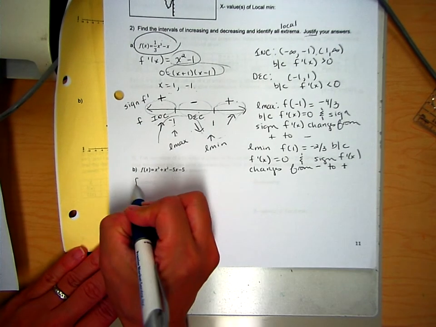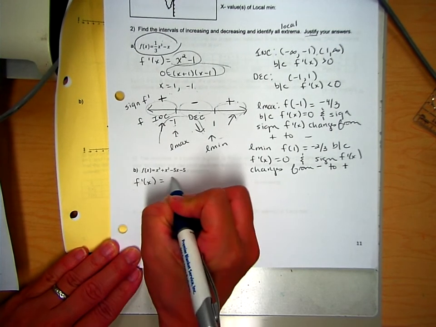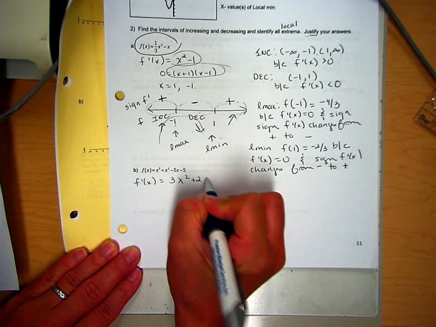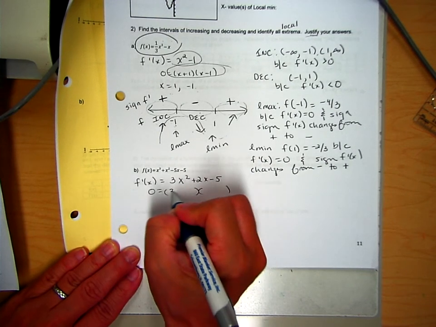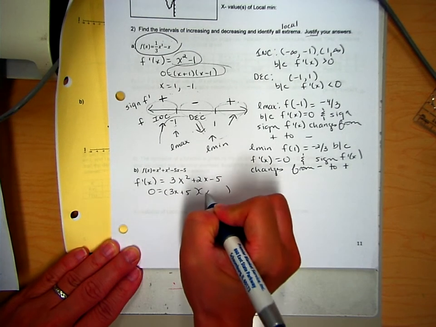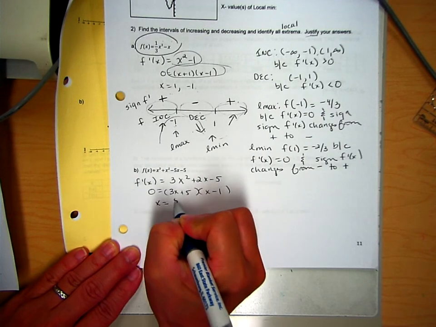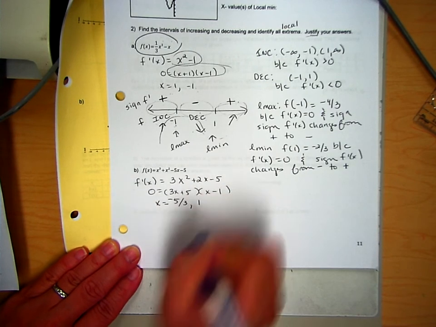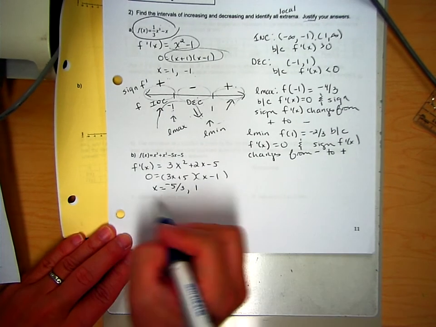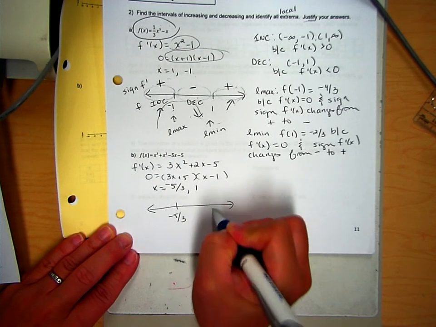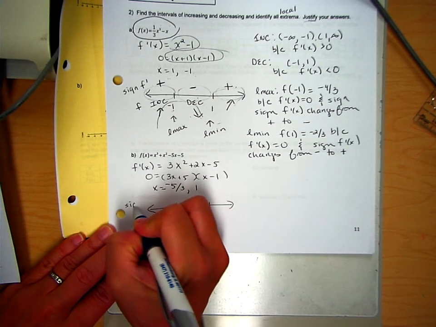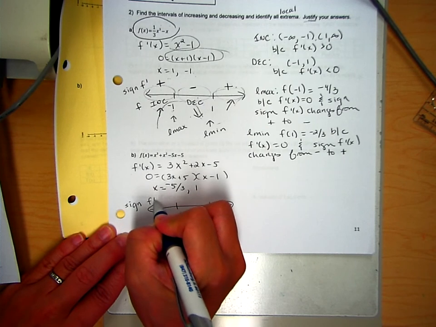Okay, so let's do the same thing for this one. So f prime of x is 3x squared plus 2x minus 5. We need to find our critical numbers. This actually factors nicely, 3x plus 5, x minus 1. So x equals negative 5/3 and positive 1 are my critical numbers. I'm going to set up my number line. I need to use negative 5/3 and 1. Label your sign chart. I need the sign of the derivative.